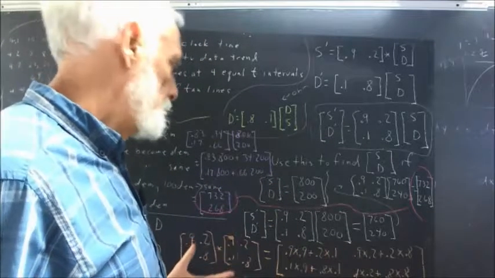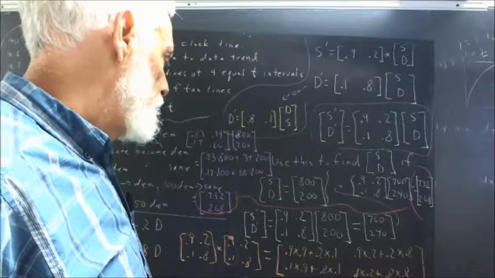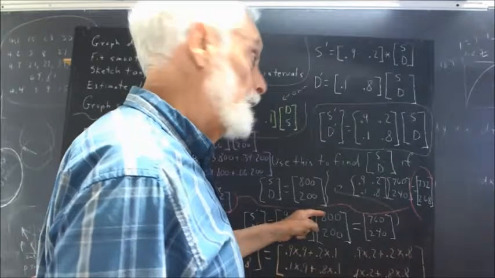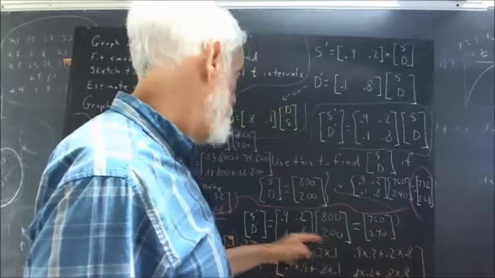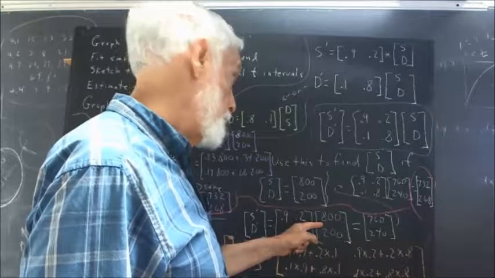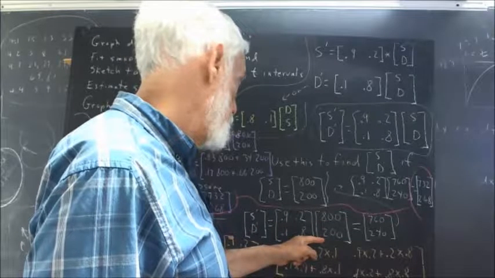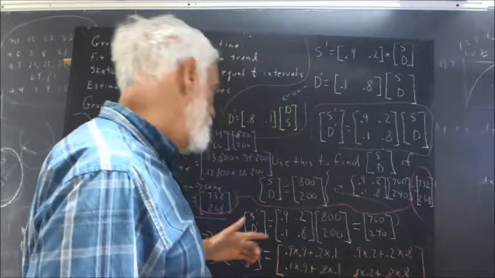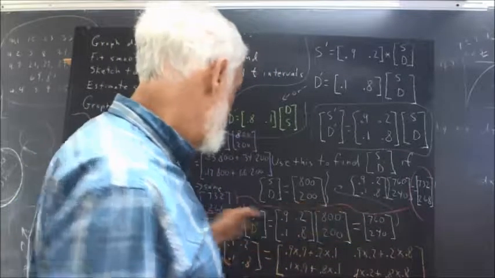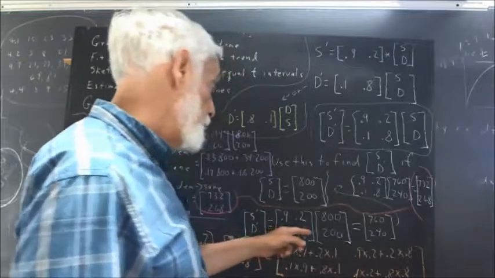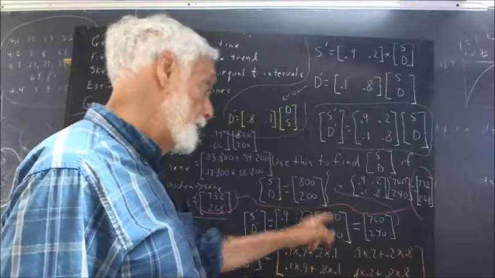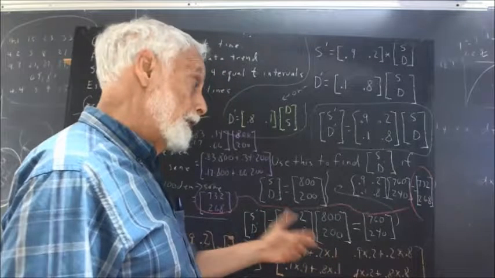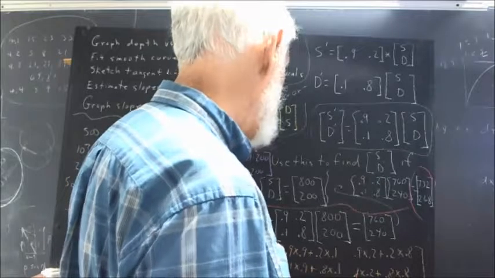And now what's our rule for multiplying by this matrix? Well, multiply 0.9 times 800, 0.2 times 200. 0.9 times 800 is 720. 0.2 times 200 is 40. Add those up, we get 760. So there it is, that's our S prime. That's our first number. Second number is going to be our D prime. 0.1 times 800 is 80. 0.8 times 200 is 160. 80 and 160 is 240, and that's what we get.